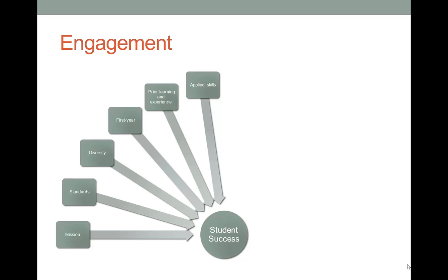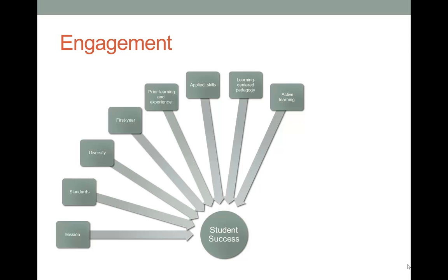So as you notice, throughout these three lectures, I keep going back to Tinto's model and the IEO model because that's our theoretical framework. I am emphasizing this ongoing application of learned skills. The next piece is a learning-centered pedagogy. So the focus is on learning and helping the student understand the material. And this is also true from an active learning perspective. So students are very much involved with the learning experience.